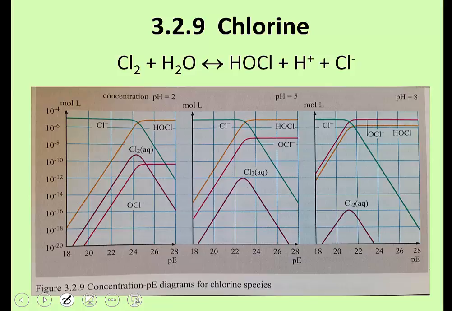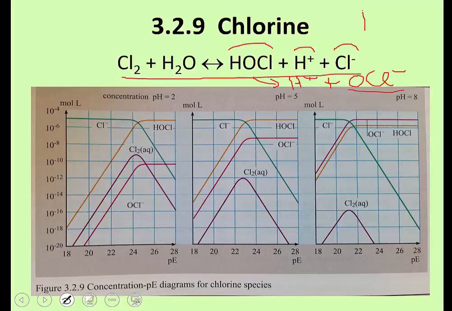Now, chlorine again enters into an equilibrium, and it's here at the top. So chlorine gas and water will combine to form hypochlorous acid, right here. And then we've got acidic protons, we've got chloride ions, and this will break apart. Here's another side reaction. We get a proton and we get hypochlorite ions, OCl-, which, if you're not familiar with hypochlorite, you may be more familiar with in the form of sodium hypochlorite.